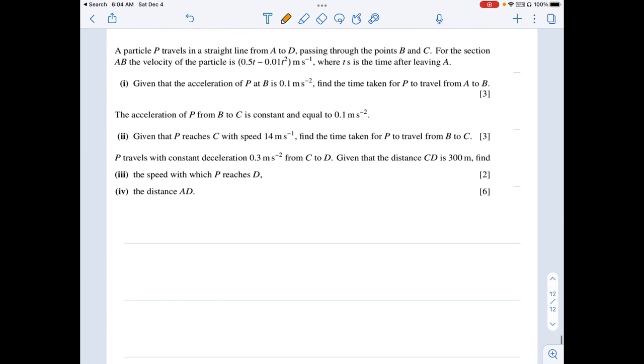Coming to the last question, question number 7. A particle P travels in a straight line from A to D, passing through the points B and C. So let me draw a straight line A to D, with the points B and C in between. For the section AB, the velocity of the particle is 0.5t minus 0.01t square. Given that the acceleration at B is 0.1 meter per second square, find the time taken for P to travel from A to B.